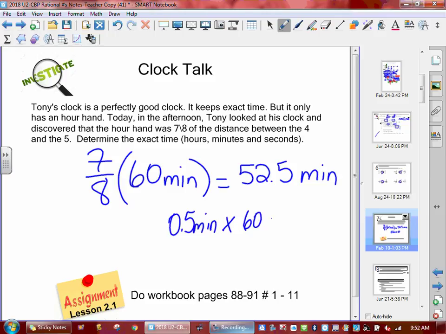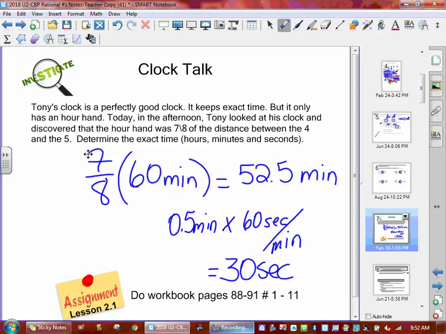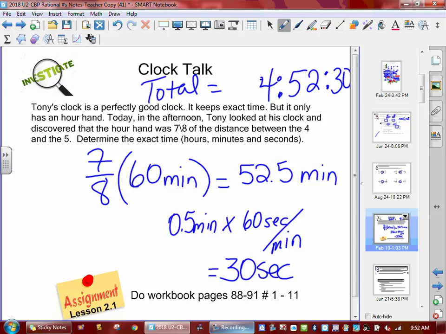So, our clock talk total time is 4 o'clock, 52 minutes, and 30 seconds after. Okay, your workbook pages to do. This is the end of lesson 2.